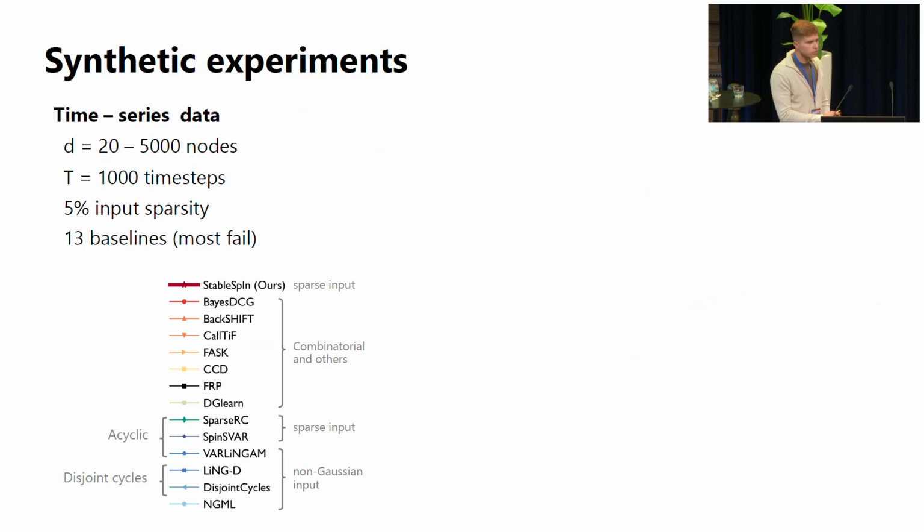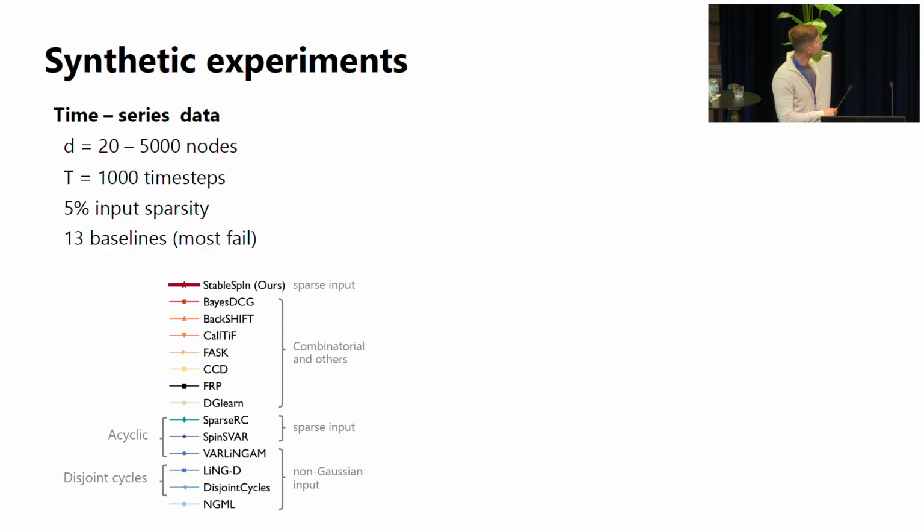So moving on to experiments now, we first see some synthetic data. We have some time series data for graphs generated from nodes ranging from 20 up to 5,000 nodes and data with 1,000 time steps. We have 5% input sparsity and we compare against 13 baselines. Out of them, most of them fail, as we will see.